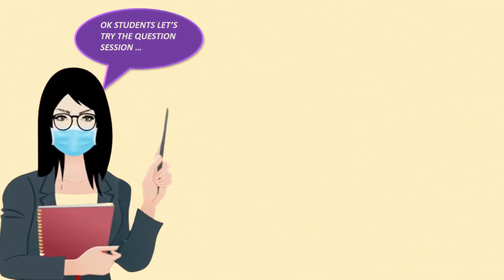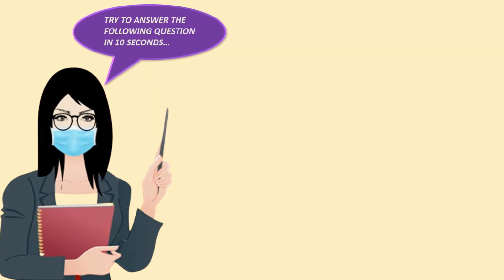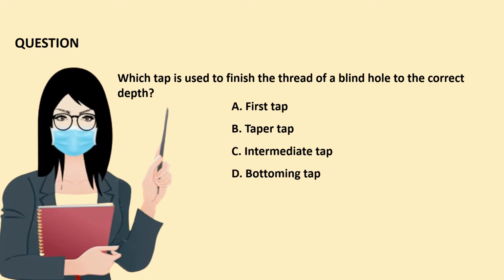Okay students, let's try the question session. Try to answer the following question in 10 seconds. Which tap is used to finish the thread of a blind hole to the correct depth? Option A, first tap. Option B, taper tap. Option C, intermediate tap. Option D, bottoming tap. Your time starts now.